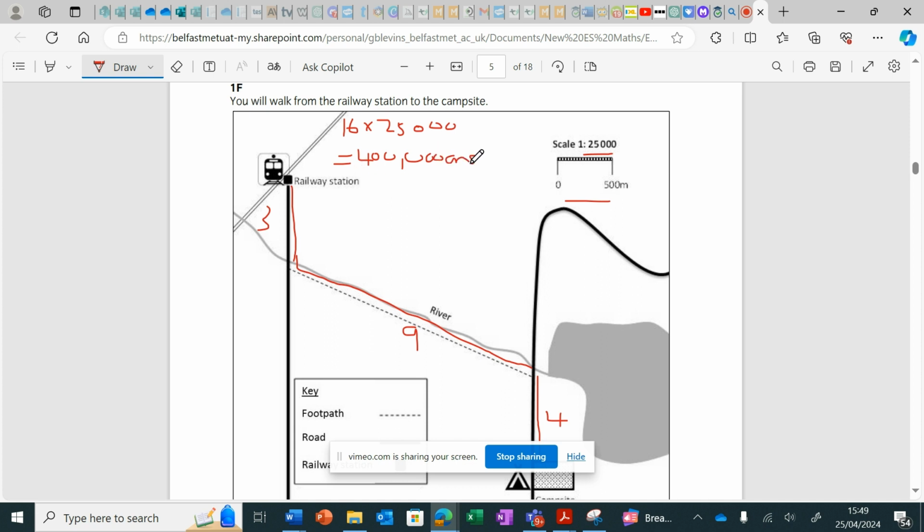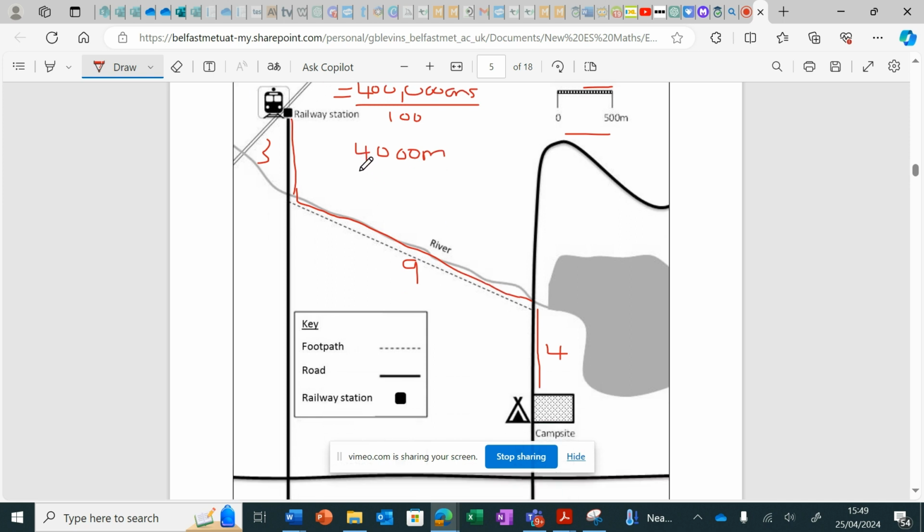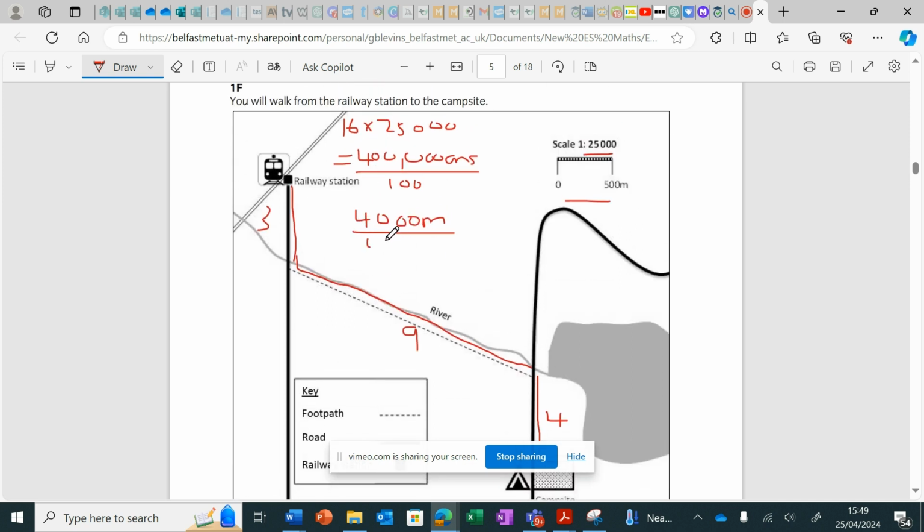Now it wants the answer in kilometers, so I've got to change from centimeters to kilometers. To do that, I divide by 100 first. I'm doing it in 2 steps. That'll give me 4,000 meters. From centimeters to meters, you divide by 100. And now I want to go to kilometers. So I'm at meters, and I want to get to kilometers. I divide by 1,000 to get 4 kilometers. So remember, centimeters to meters to kilometers. It's 2 steps. Centimeters divide by 100. To get the kilometers, you divide the meters by 1,000.